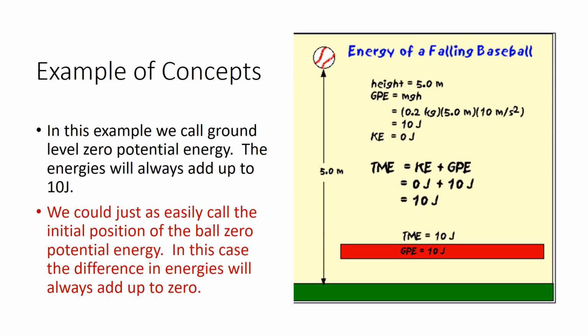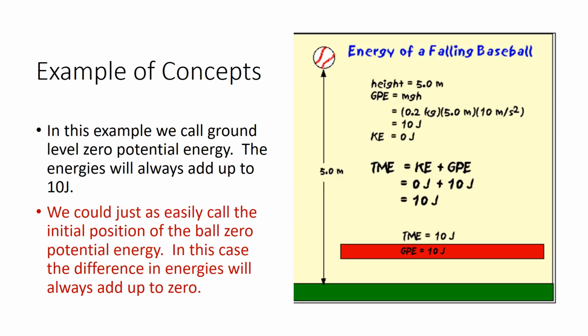Hey, I found this really good example of how this works. In this example, we will call the ground level zero potential energy. The energies will always add up to 10 joules. So if you have a height of 5 meters, and of course your gravitational potential energy equals mgh, you have a 0.2 kilogram baseball that's 5 meters off the ground. Your gravity is 10 meters per second squared, rounding, so that's about 10 joules. Your kinetic energy at the very top, of course, is zero because you haven't let go. Now, total mechanical energy is your kinetic plus your potential, and so that's 0 plus 10. That ends up to be 10.